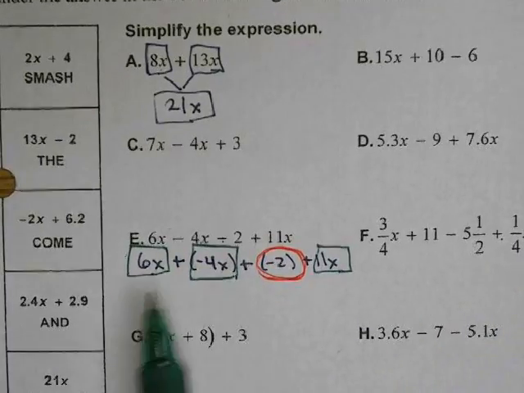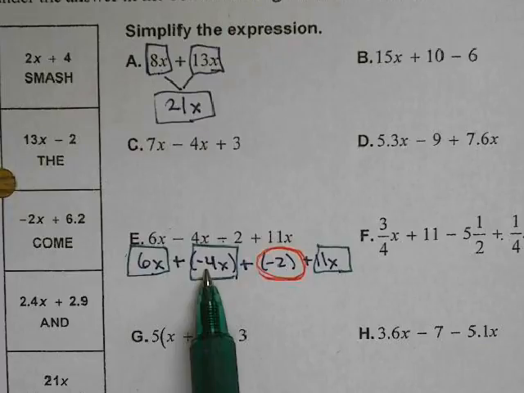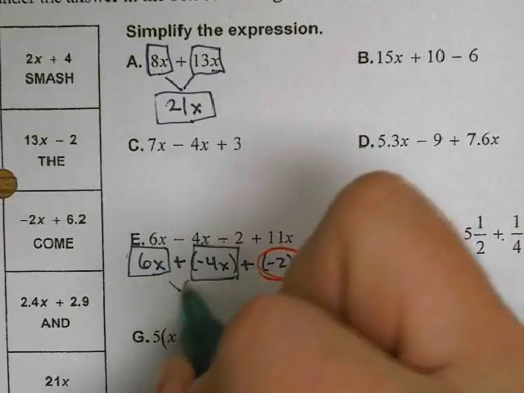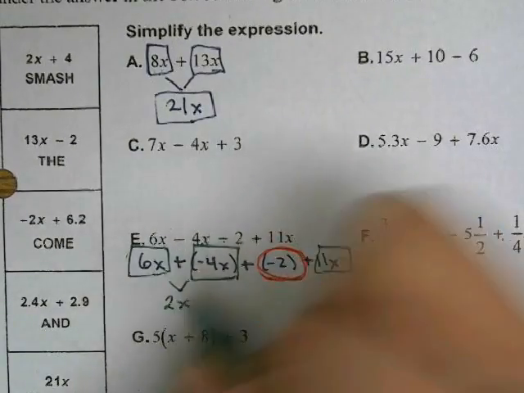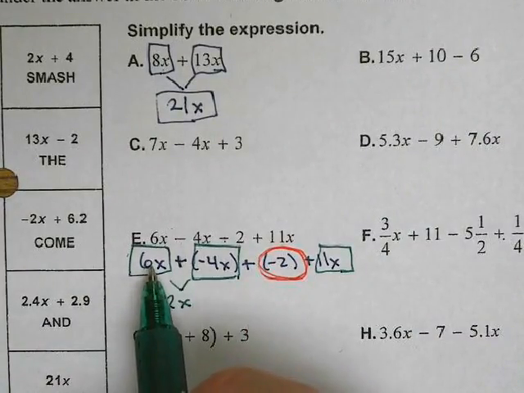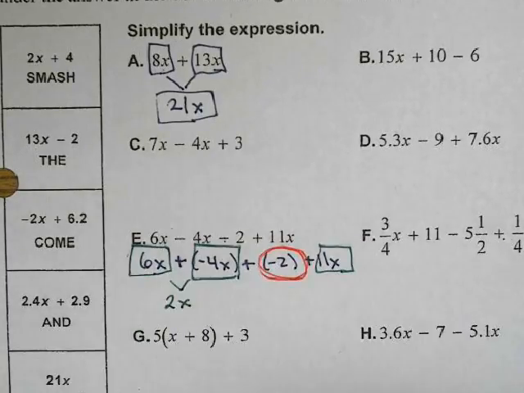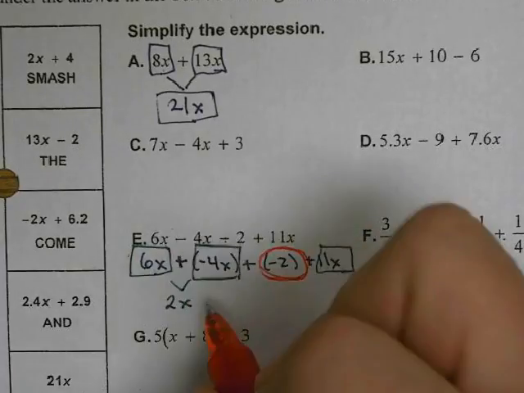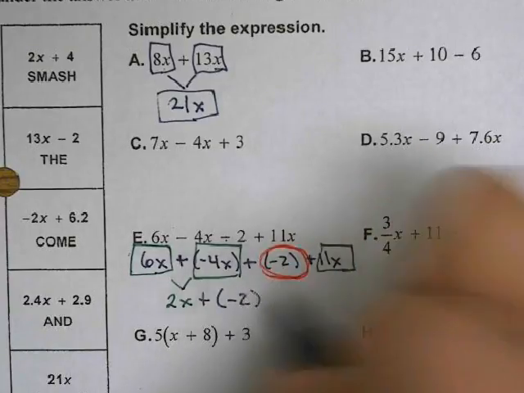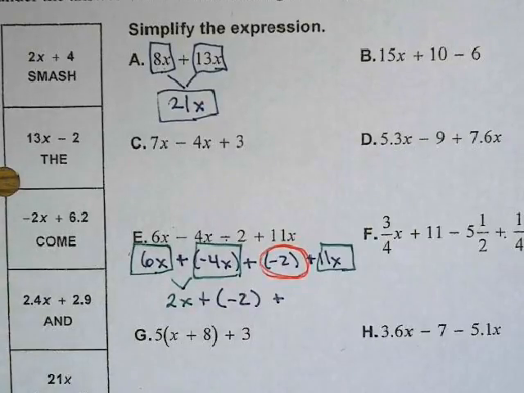Okay, now let's combine our like terms. I'm just going to do 2 terms at a time. So I have 6x and negative 4x, so same or different? These are different, so we will subtract. So I get 2x, positive or negative. Keep the sign of the larger number, 6, where we have more positives. So we have 2x. Then we'll bring down our plus negative 2 and our plus 11x. Now which ones are we going to combine?